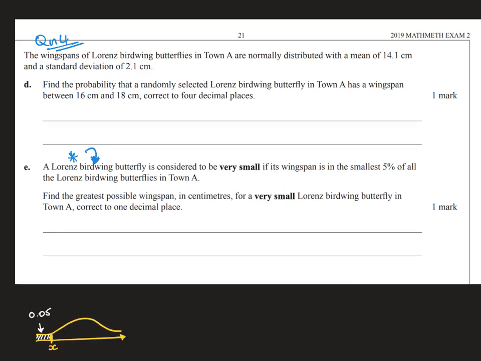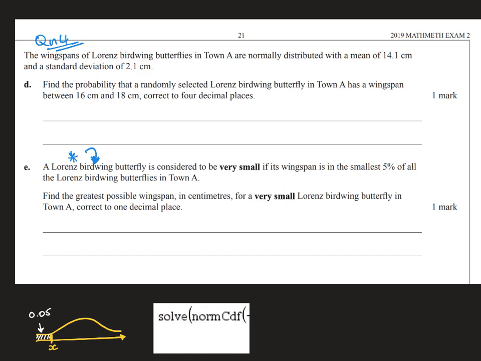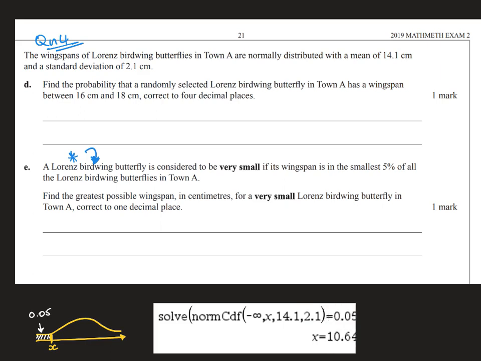So I hope you drew a picture. And then what I did, you'll notice that this is at the bottom part. So I used my normal CDF and the solve function on my CAS to solve the normal CDF from negative infinity to x with a mean of 14.1 and a standard deviation of 2.1, and I made that normal CDF equal to 0.05. Asked it to solve for x. This one might be handy to put in your bound book.